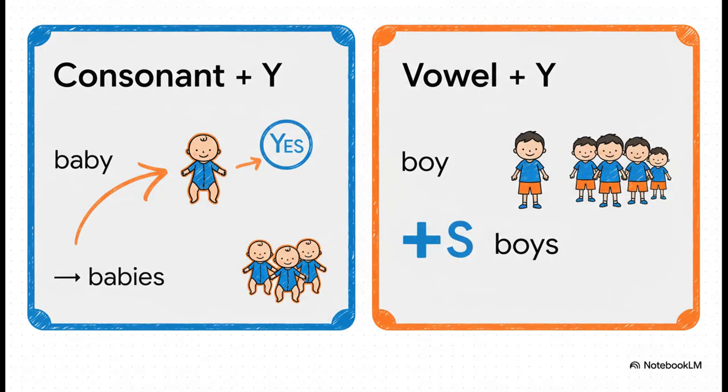So let's just put the two rules right next to each other. It's super clear this way. On the left, you've got a consonant before the Y, like in baby, which means you swap the Y for IES. On the right, you've got a vowel before the Y, like in boy, which means you just tack on an S. That's it. That's the whole game right there.